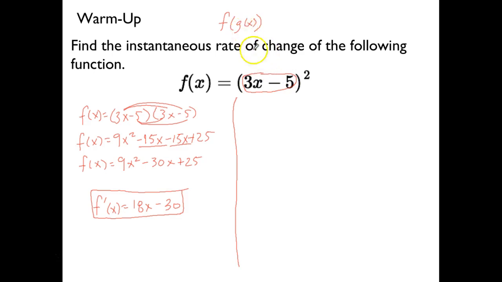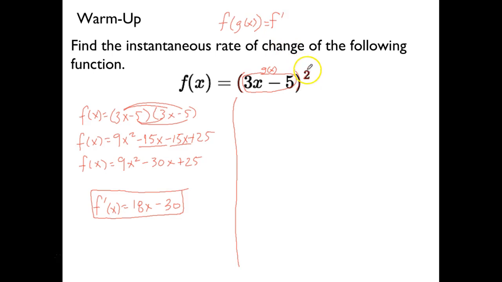That is my g of x. That's the one inside of it. The one on the outside is the whole thing being squared. So, here's how we're going to do this. Once you see that you have a function within a function, like this, then you can use chain rule. Here's how you do it. You take the derivative of the outside.